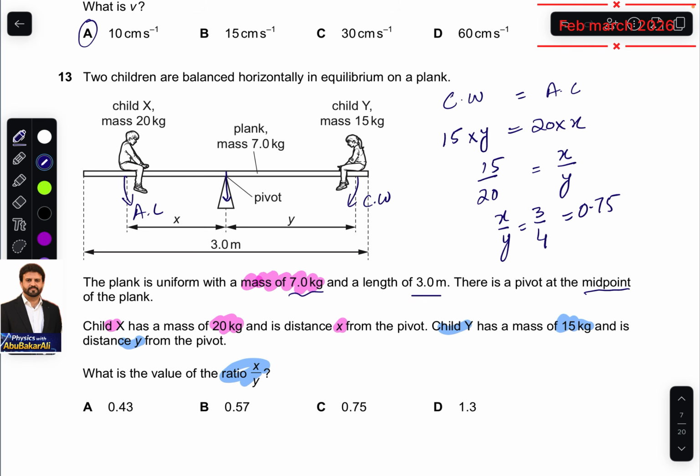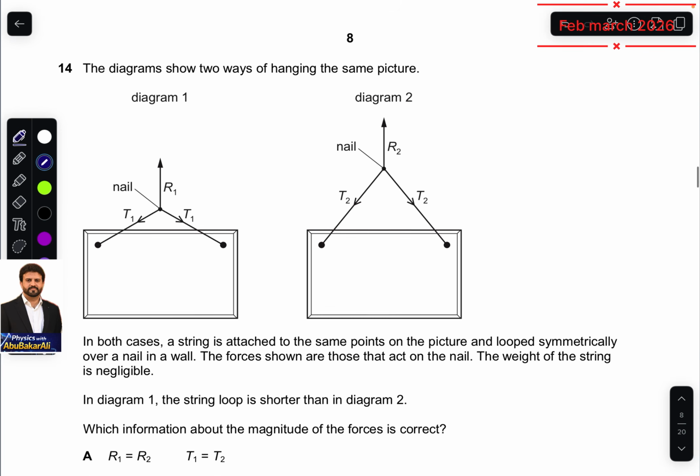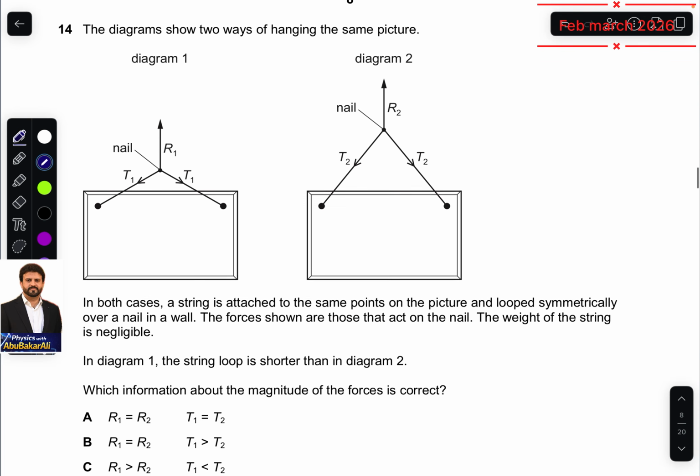Okay, so it's option C, that is correct. Let's move forward. Question 14. Okay, this is also a very repeated question.